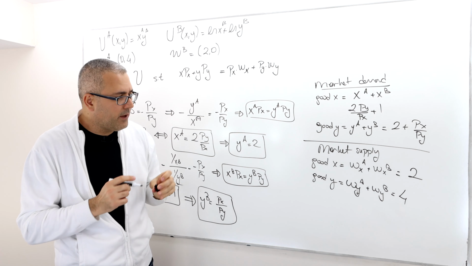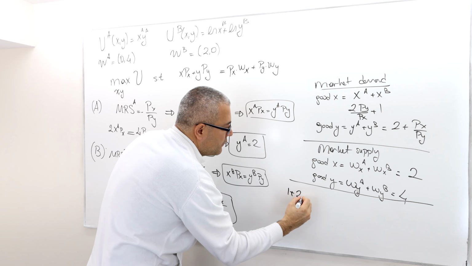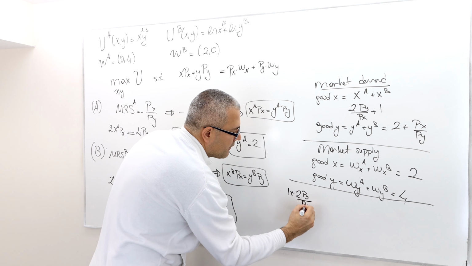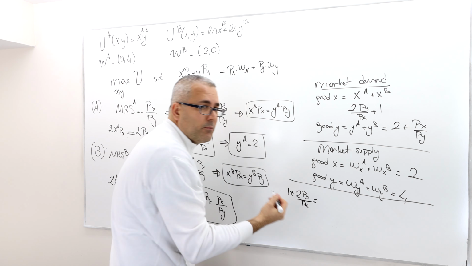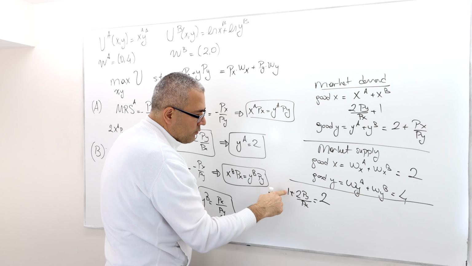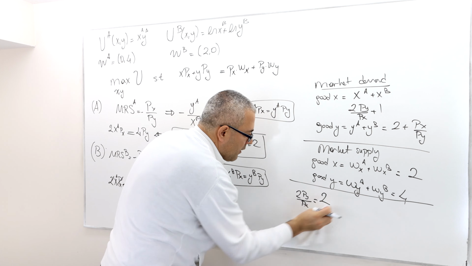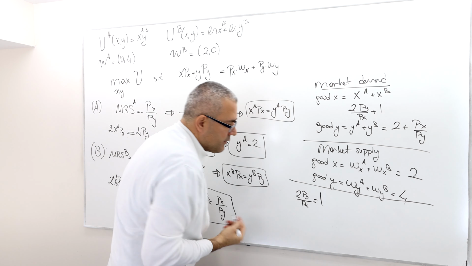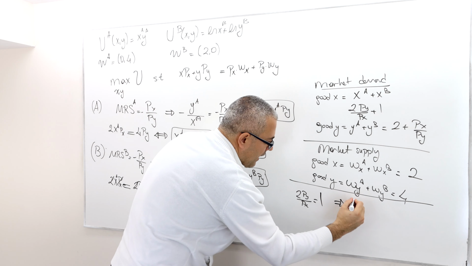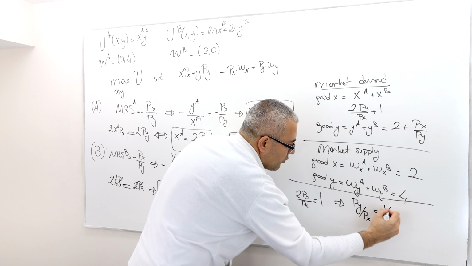Okay, so that's it. The market demand must be equal to market supply. Therefore, for good X, the demand is equal to 1 plus 2PY over PX, which must be equal to the supply for good X, which is 2. So send this 1 to the other side. I'm going to have 1, right? So basically, PY divided by PX must be equal to 1 over 2.